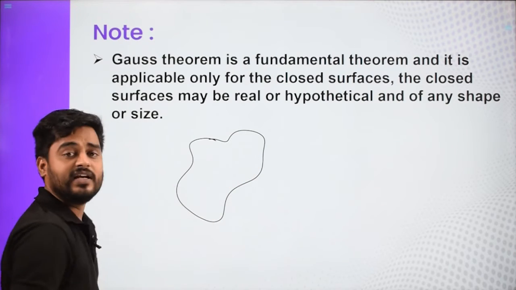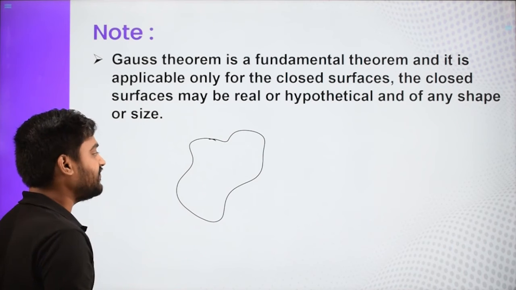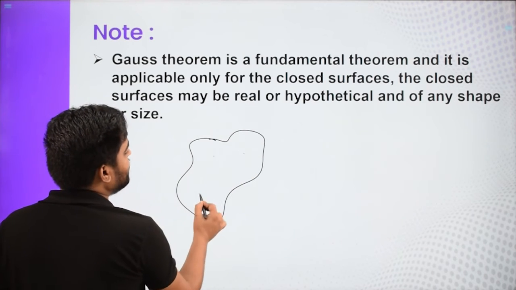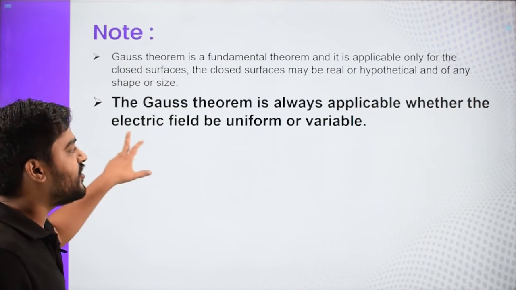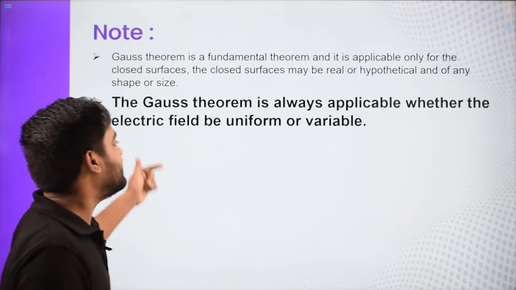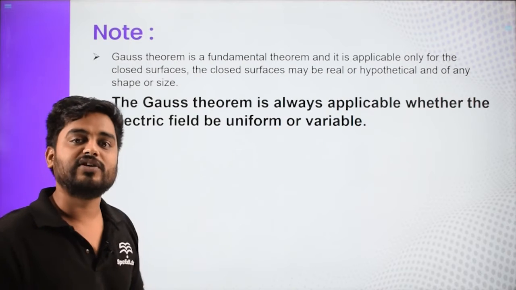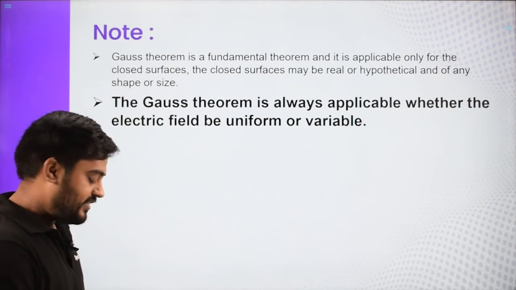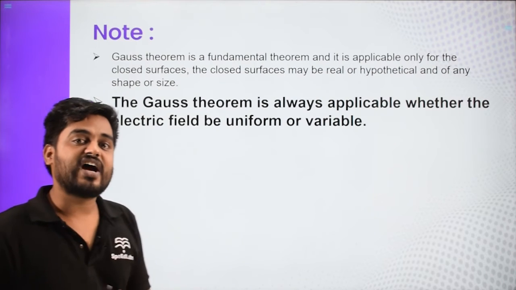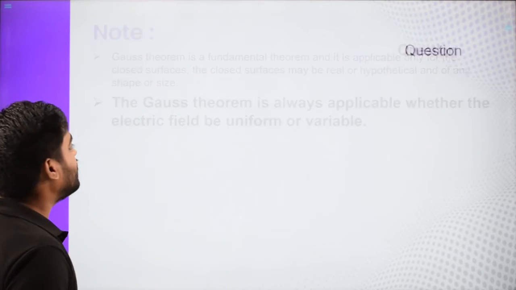This looks 2D, but in 3D you have to think of a closed surface, and Q in is nothing but the charge lying inside the closed surface. Gauss's theorem is always applicable, whether the electric field is uniform or variable. It states nothing about the electric field. It just says how much charge is present inside our closed Gaussian surface.